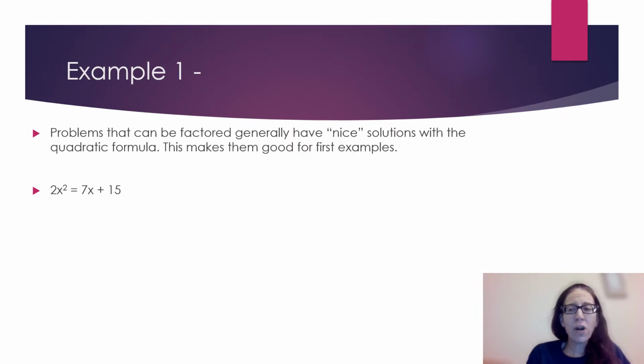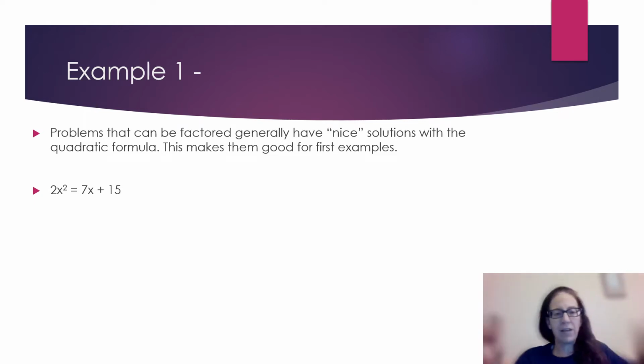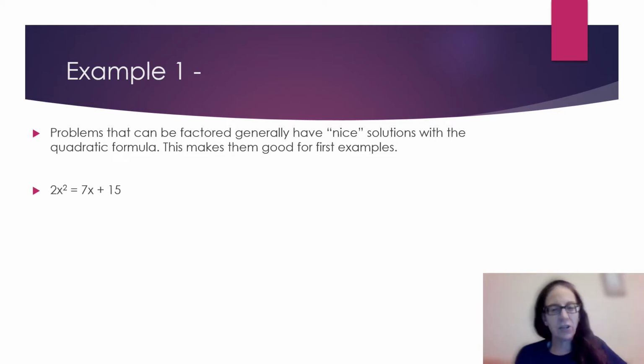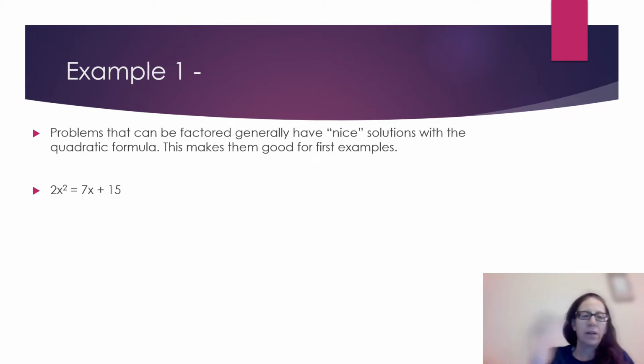So for an example, problems that can be factored generally have nice solutions with the quadratic formula, and it makes them good for a first example. Now, typically, if we are able to factor something, we're going to factor it. If it is factorable, we're going to try to get it factored. But you can solve factorable problems with the quadratic formula, and they usually come out really nice, meaning that some of the arithmetic is nicer to deal with. And so for a first example, it works pretty well.